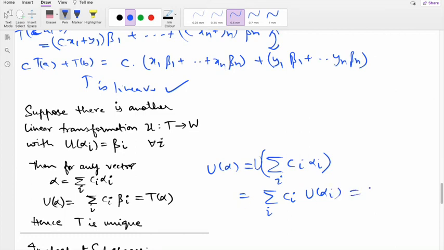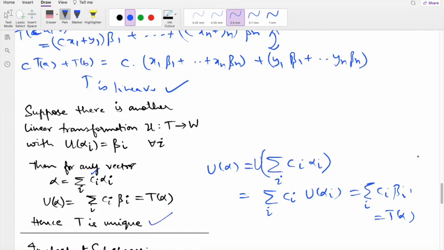What is U of alpha_i? Beta_i. Now this is exactly what T of alpha tells you. The way we defined T of alpha was exactly in this format: take the coefficients with respect to your basis and multiply them with beta_i, to get the result of the transformation T of alpha. Therefore, if I had any other transformation which does this, it is exactly equal to what T was doing. So there is only one such transformation, that is, T is unique.